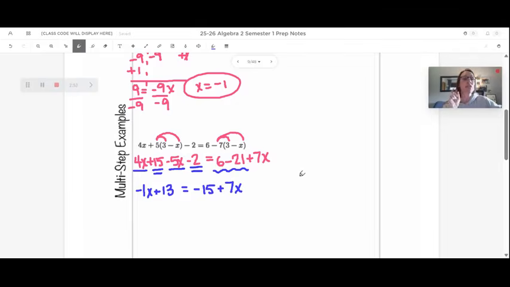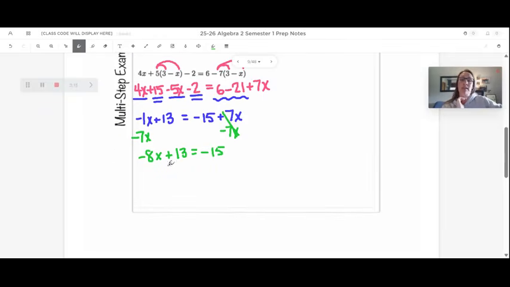Now we are back to a two-step equation where we want to get all of our letters on one side and all of our numbers on the other. So if I subtract my 7x to this other side, I get negative 8x plus 13 equals negative 15. And if I subtract my 13 from both sides, I get negative 8x equals negative 28.